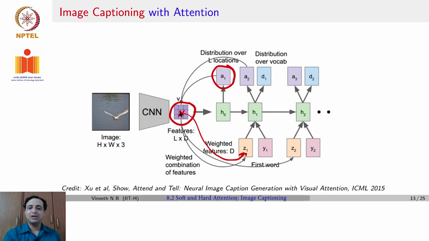Remember, you have a distribution over locations, you have a distribution over vocabulary. The distribution over vocabulary, you know the word to be predicted, so you would have a cross entropy error there. Similarly, for each step of the RNN, you would have a cross entropy error, and using that, you can learn all the weights in the RNN, and if required, you can also backpropagate that error back to the CNN to also fine-tune the CNN's weights. But the loss here would be the sum of cross entropy losses of each time step.